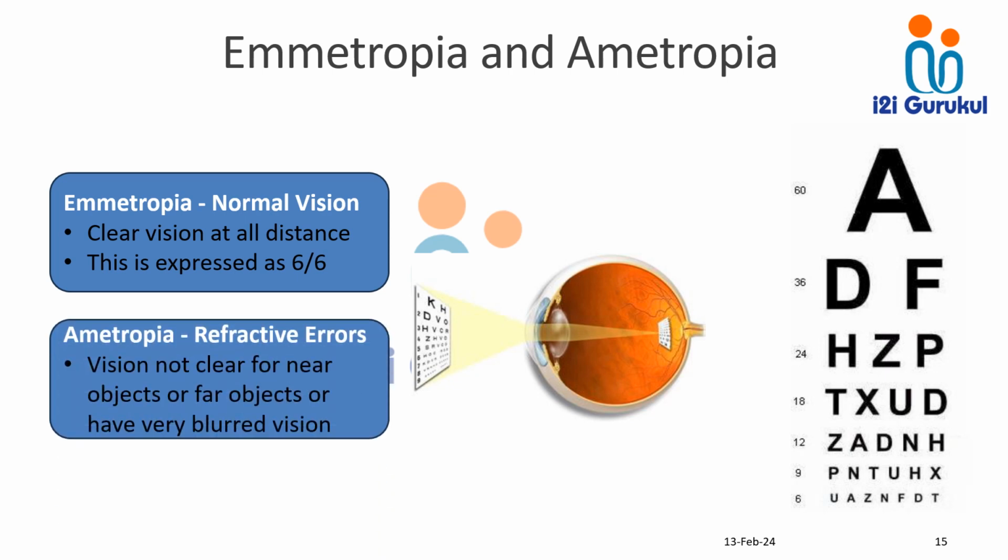The vision is not clear for near objects or far objects, or there is very blurred vision. In this situation, either rays of light are focused in front of the retina or behind the retina, sometimes one meridian focuses in front and another meridian focuses behind the retina. Okay, this is what we call ametropia, which includes the different types of refractive errors.